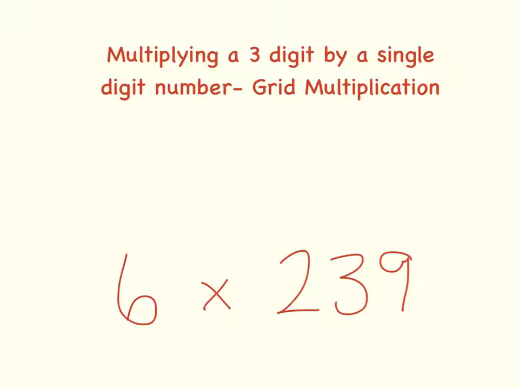This video will show you how to multiply a 3-digit number by a single-digit number using grid multiplication. So the calculation that we are going to look at today is 6 times 239.